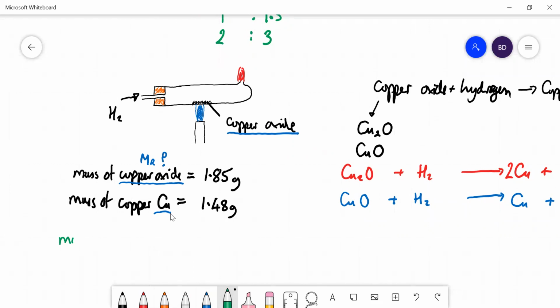Okay, so let's do that. Moles of copper is mass over Mr, which is Ar really for copper, which is 64. So that's going to be equal to 1.48 divided by 64. That will give us 0.023 moles.